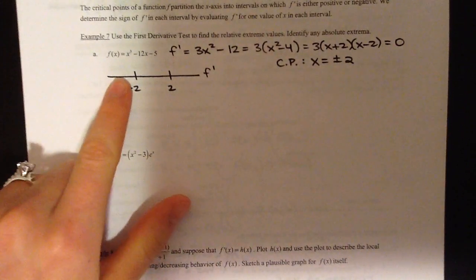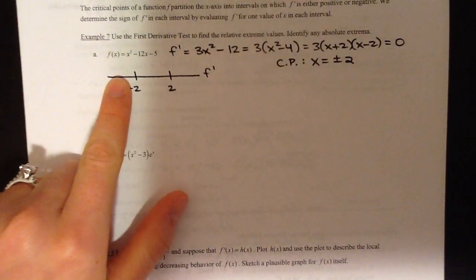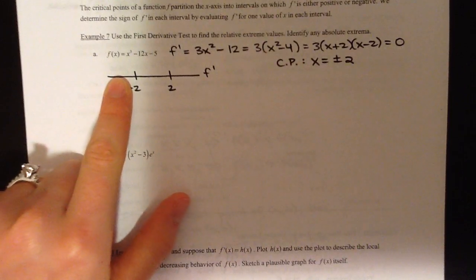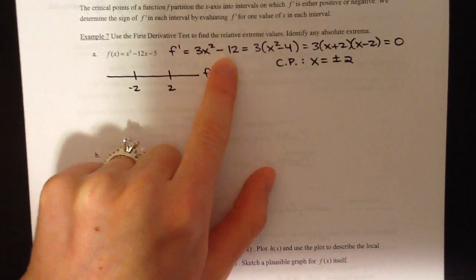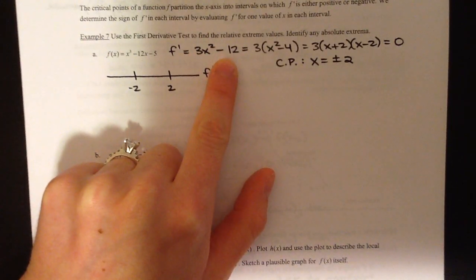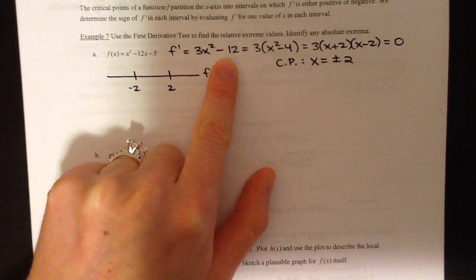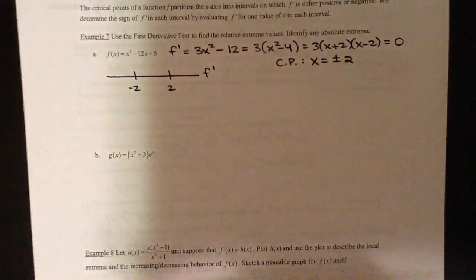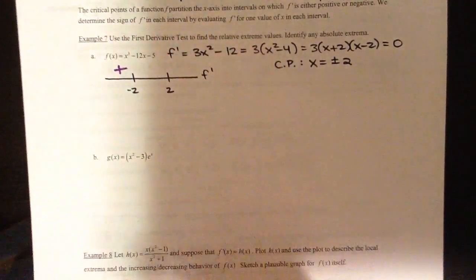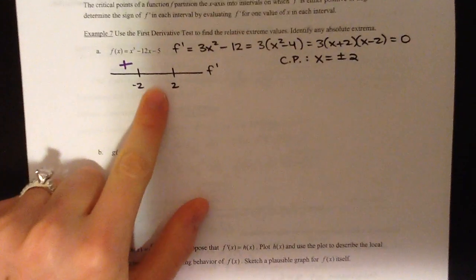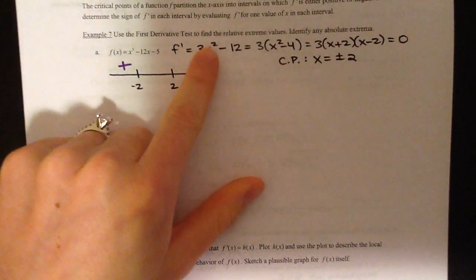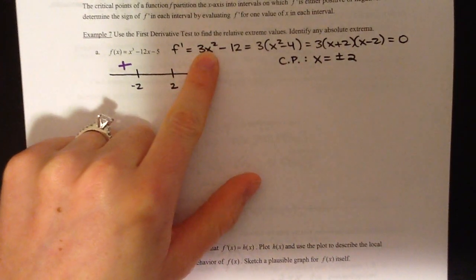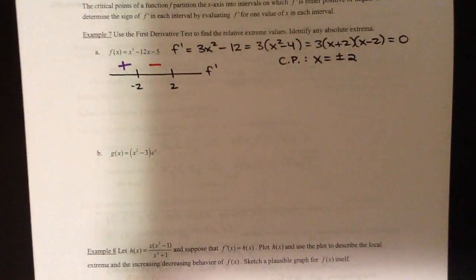So if I test something right here, -3, or I could go more extreme and do like a -10. If I plug in a -10 right here, then I have 300 minus 12. The larger we make our numbers, the more obvious it makes it if it's positive or negative. So here I get something positive in that whole interval. Here, the best choice is 0. The best choice is always 0 if it's available to you. So if I plug in 0, 0 squared minus 12 is definitely something that is negative.